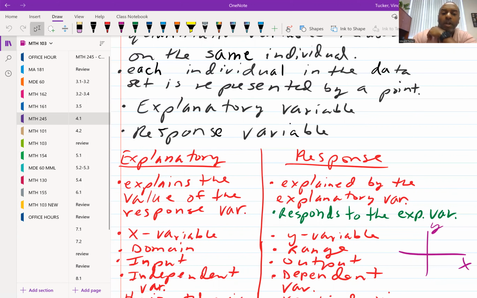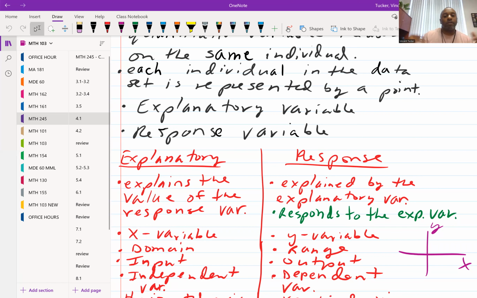Okay, so an example of response variable versus explanatory variable. Somebody will be swinging a golf club. The golf club speed will be your explanatory variable, and the distance that it travels is the response variable. So it is responding to how fast you swing the club. When it comes to explanatory, those are going to be X values, X variables. Response will be your Y variables.